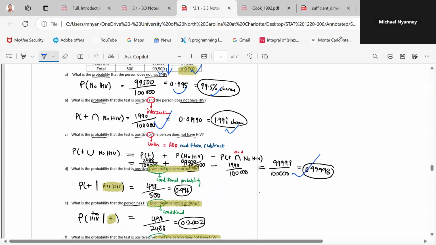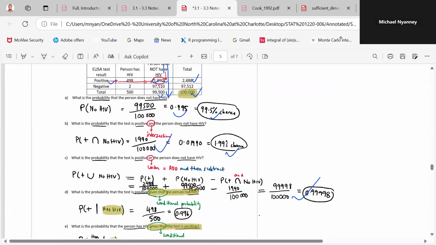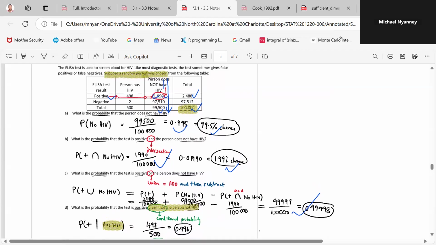Now we are coming to the given situations. This is where the interesting thing is: you can apply the formula or you can use this table to get your answer straight away. So now we are asking, what is the probability that the test is positive given that the person has HIV? So now we've restricted the 100,000 to some number of people that we are interested in. That is the person has HIV. So this is the column that tells us the number of people that actually have HIV. Out of that 100,000, we are interested in this column.